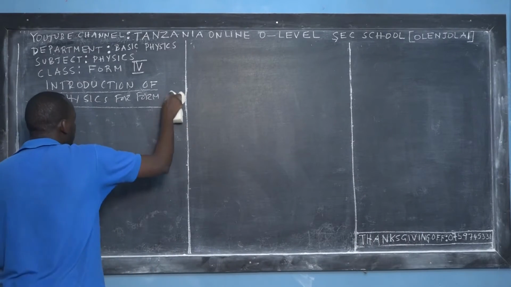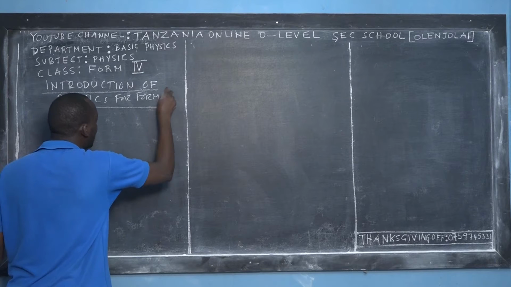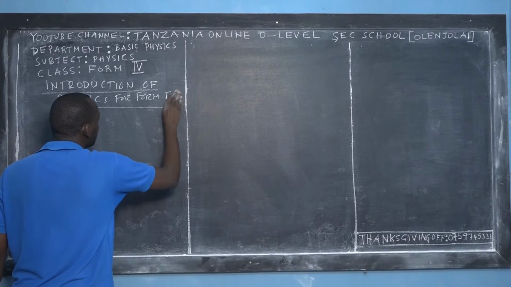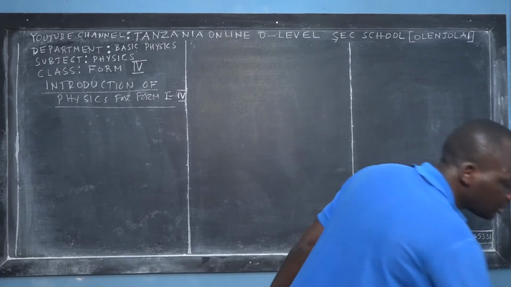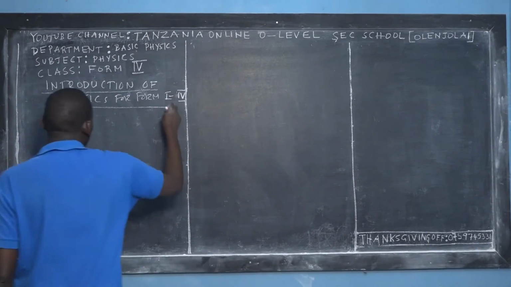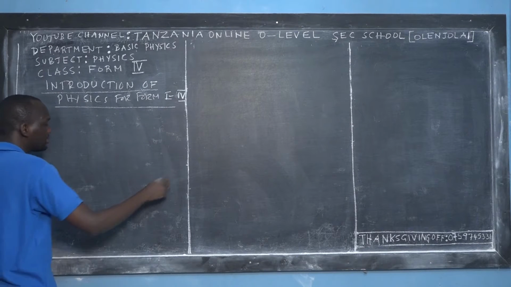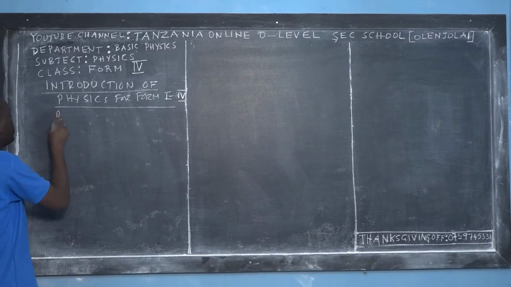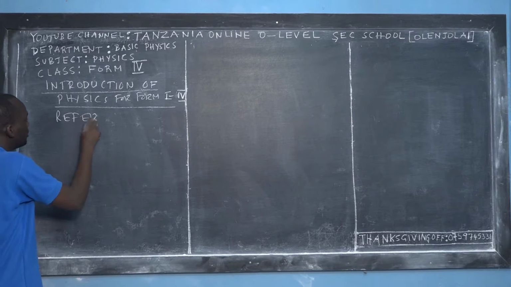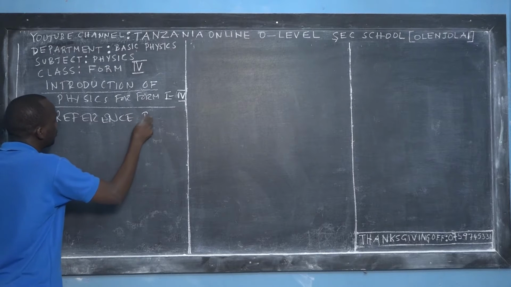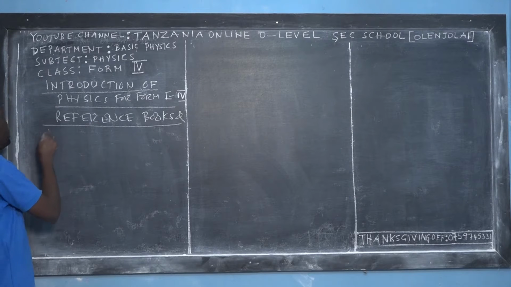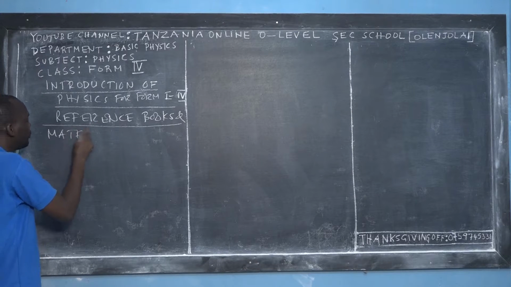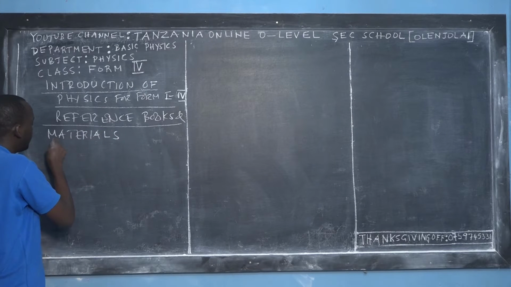So we want to introduce to you some of the reference books, from Form 1 to Form 4. So let us introduce this. In this part of the introduction, we know that physics is one of the branches of science, and I would like us to introduce to you the reference books. What are the reference books? And the materials that can be used to learn physics for Form 1, Form 2, Form 3, and Form 4.